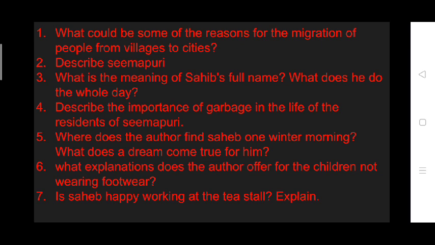Is Sahib happy working at the tea stall? Explain. Definitely not. In the last paragraph of the chapter, it is said that Sahib is no longer his own master, and he finds that canister he is carrying in his hand heavier than the rag picking sack. So that you have to write here.